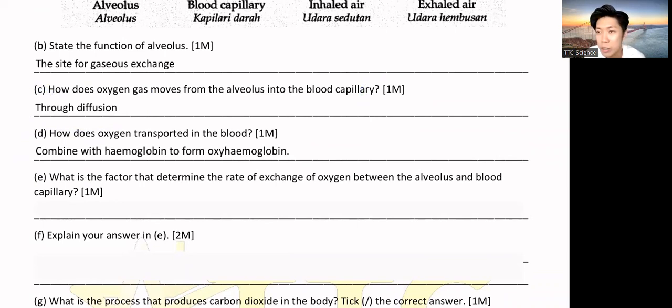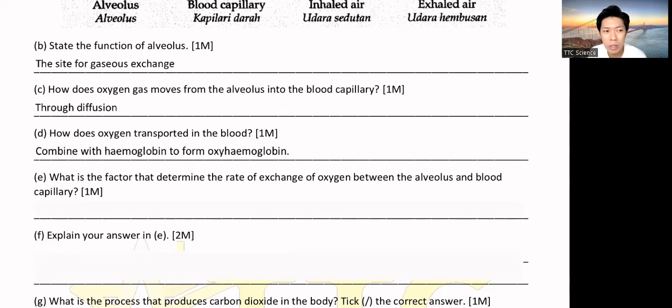Like for example, if the question asks, state the process, then you'll be writing diffusion only. You don't have to write the process that takes place. But when the question asks how do they travel, then you can't just write hemoglobin, it doesn't make sense. So you must write a sentence combined with hemoglobin.